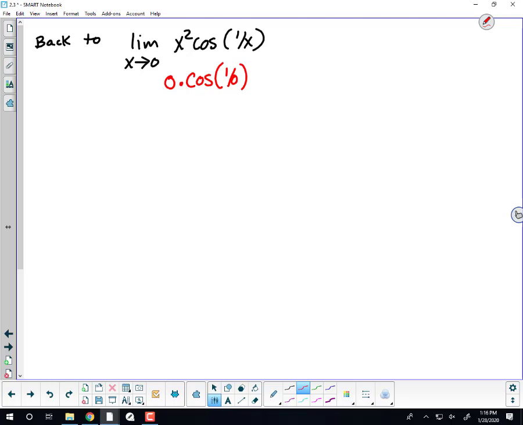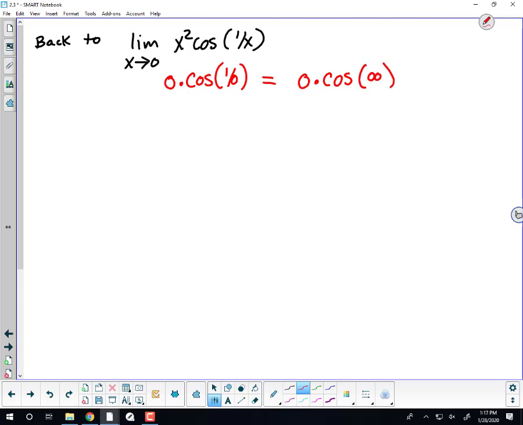1 over a smaller and smaller value is a larger and larger value, isn't it? So like this is 10, this is 100, this is 1,000. So these things just get larger and larger. Does that make sense? We're going to have to think of limits this way too once we get into infinite limits, which is the next section. So this is pretty much the same thing as saying 0 times cosine of 1 over 0 is a larger and larger value.